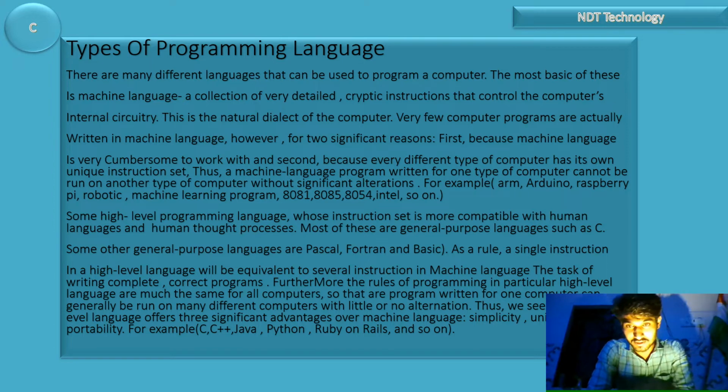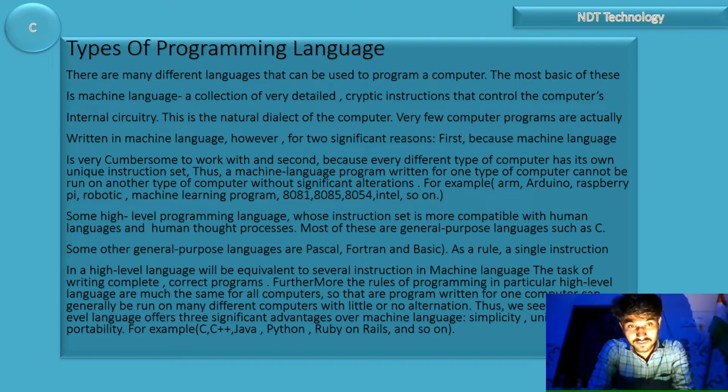Before the invention of the C language, these programming languages were actually very interesting. As a rule, a single instruction in a high level language is equivalent to several instructions in machine language. Understand? This eases the task of writing a complete correct program. Furthermore, the rules of programming in a particular high-level language are much the same for all computers, so a program written for one computer can generally be run on many different computers with little or no alteration.